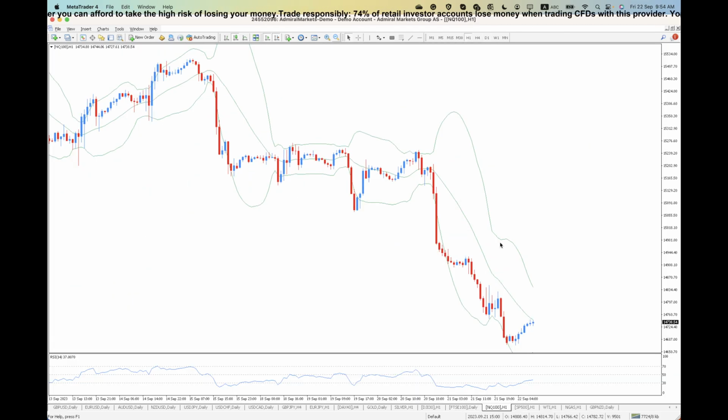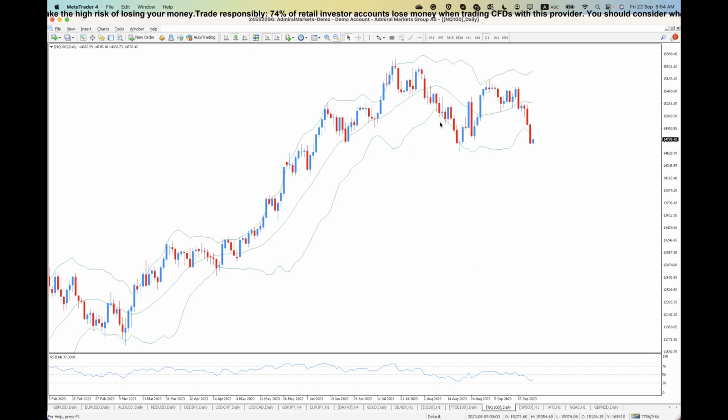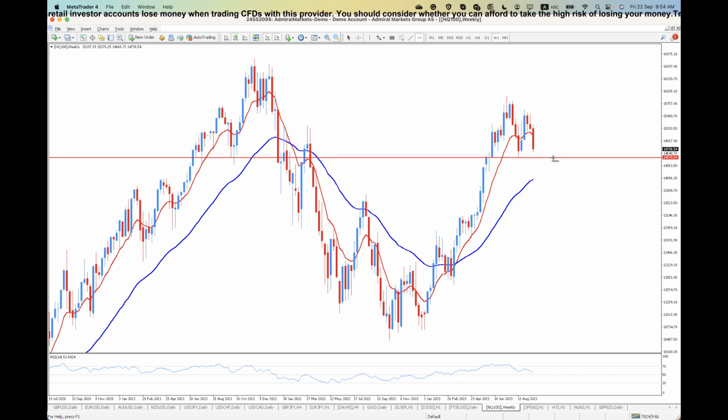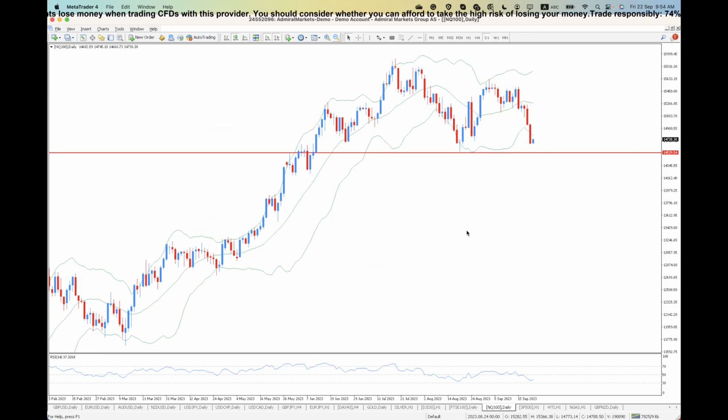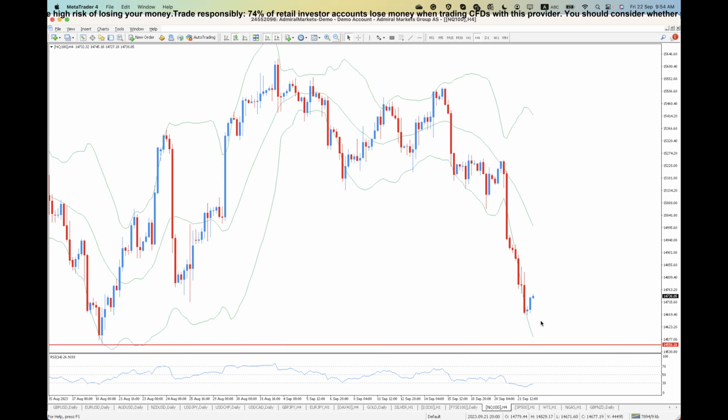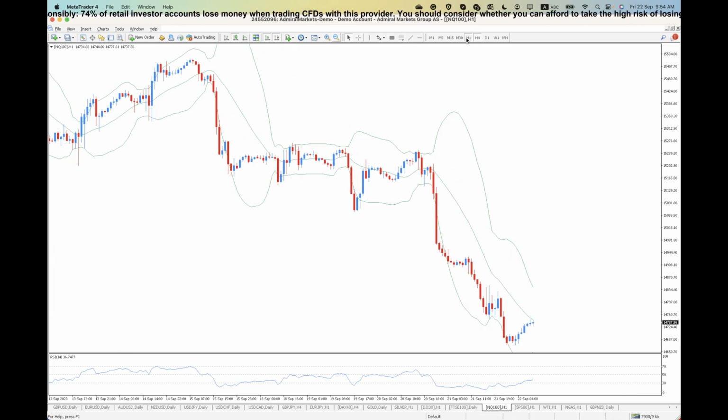Let's check the Nasdaq. Pretty much similar behavior on the weekly chart. Here is the area of support. I believe Nasdaq still has some room to move to the downside, so I wouldn't be surprised by some more weakness on the Nasdaq. Now we see prices retracing.